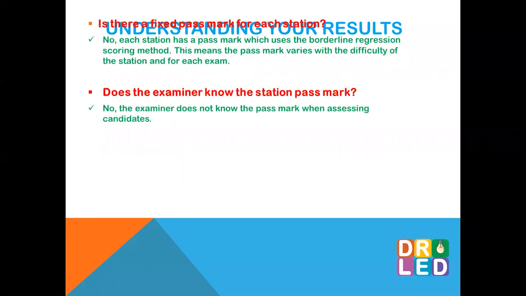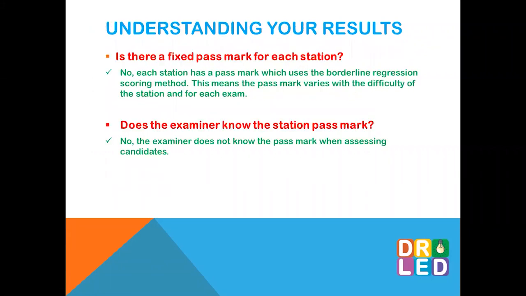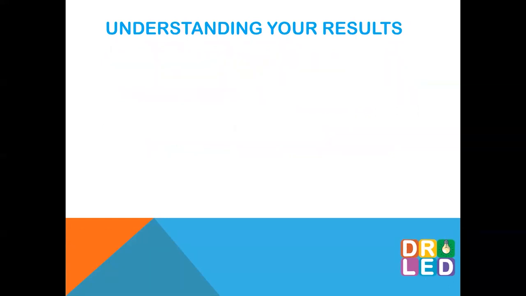Okay, so is there a fixed pass mark for each station? No, the answer is no. Each station has a pass mark which uses the borderline regression scoring method. This means that the pass mark varies with the difficulty of the station and for each exam. So there is no fixed pass mark for each station. Does the examiner know the station pass mark? The answer also is no. The examiner doesn't know the pass mark when assessing the candidates.